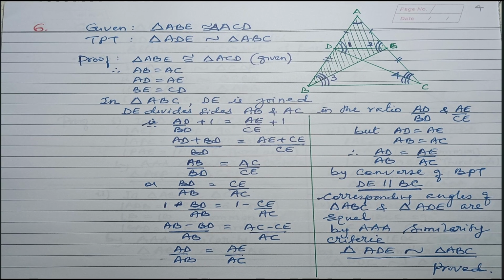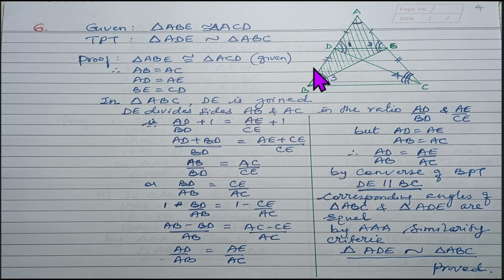Now coming to the next example, we are given triangles ABE and ACD, and they are congruent. Triangle ABE is congruent to triangle ACD. Please understand this. Then we have to prove that triangle ADE is similar to triangle ABC. Again I will repeat, triangle ABE is congruent to triangle ACD. We have to prove that triangle ADE is similar to triangle ABC. So let us understand this.